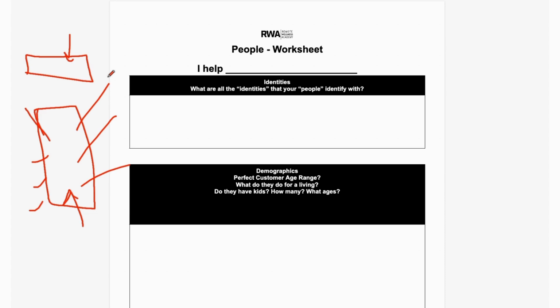Okay, so that is a people worksheet. That is going to be how you go ahead and submit that, whether that be here or any other tool as well. So with that being said, let's go ahead and hop back over to the action steps.